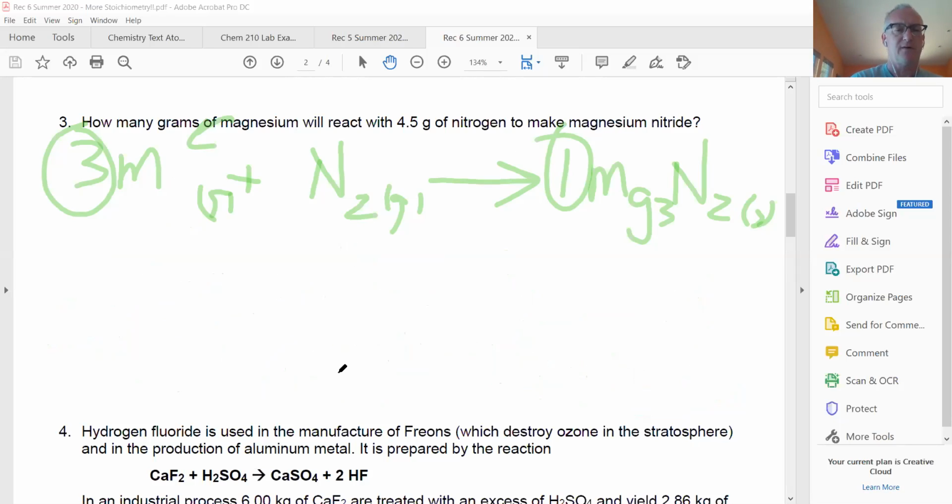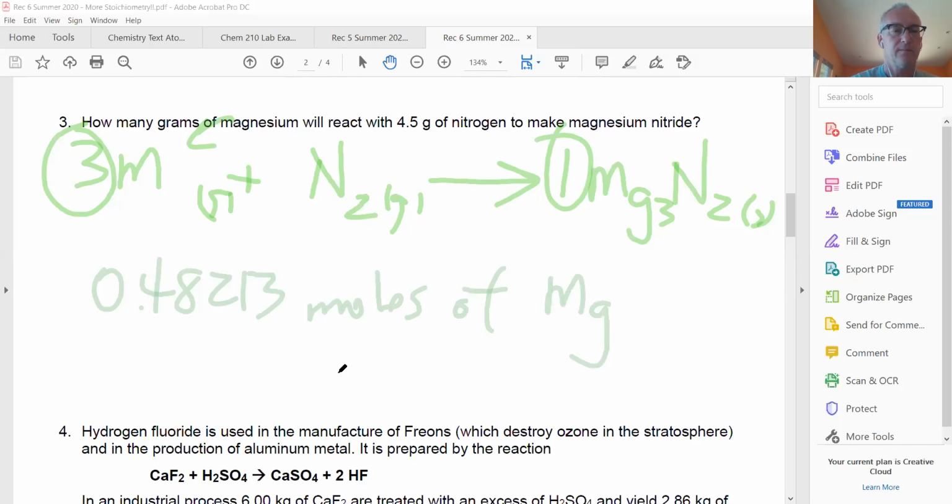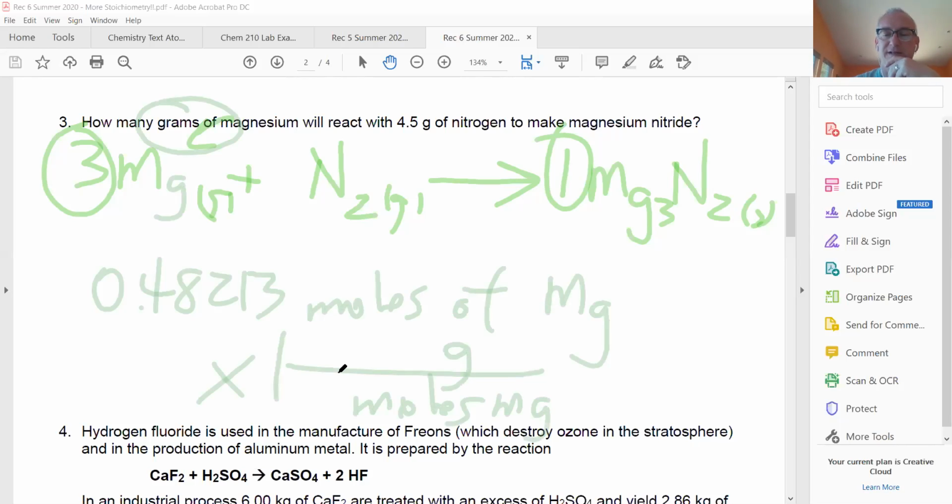Okay? So I have 0.48213, and so on, moles of magnesium. And then you just convert moles of magnesium to grams, because that's the question: how many grams of magnesium. So you just look up in the periodic table. You have moles of magnesium. What am I going to multiply that by? I want grams. I want to get rid of moles. The molar mass of magnesium, and that'll give me my answer.